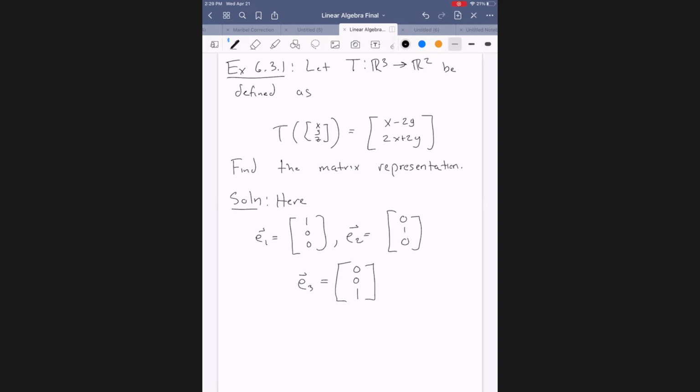Anyway, continuing with this. So how do we find the matrix A from here? Literally all you do is this. What's T of E1? Well, T of E1 is going to be 1, 0, 0. So it's just going to be 1 and 2, right?